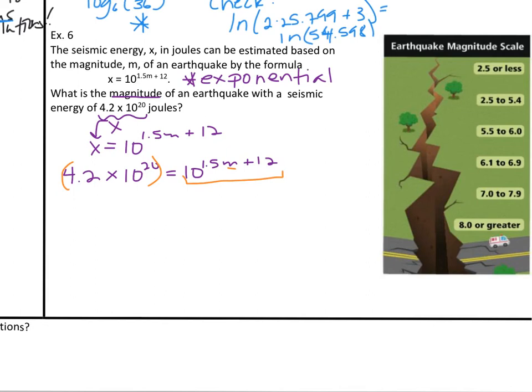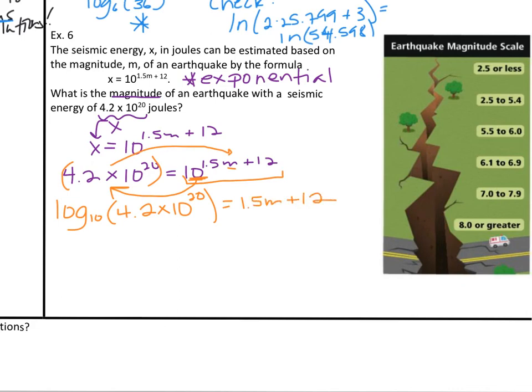So then we're going to convert to logarithmic, and we start just with the prefix log. The base is 10, so I'm going to write that sub 10. What are we taking the base of? That big term on the left-hand side. 4.2 times 10 to the 20th. Make sure to put that in parentheses. What will it equal? The exponent on the right. 1.5 m plus 12. Now, this is going to be calculator friendly.